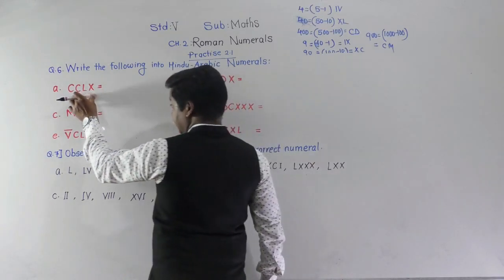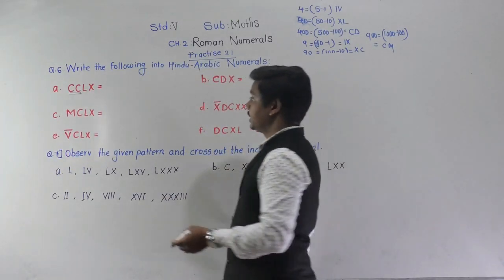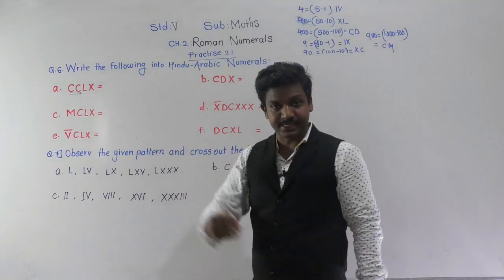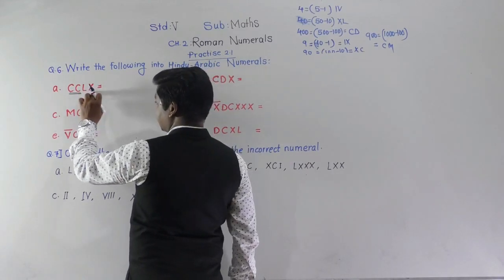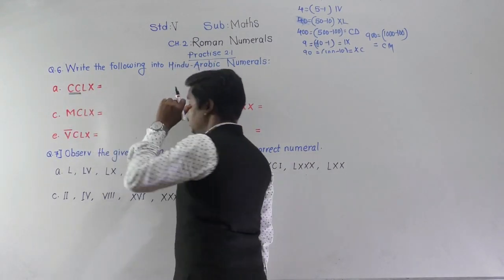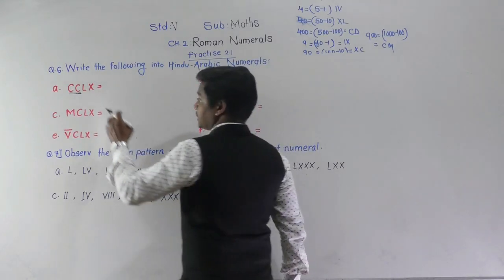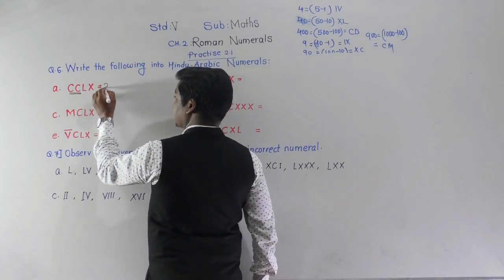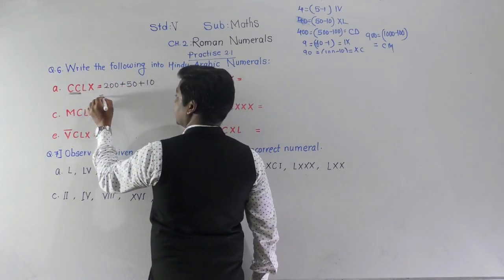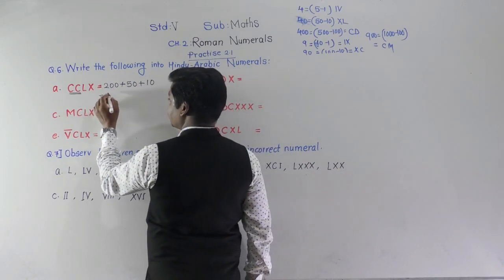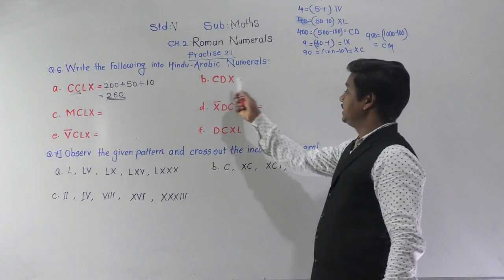CCLX. Now if you see here, there is repetition of a symbol, that means the value will get added. Again, the remaining two symbols are also in descending order, C is greater than L and L is greater than X. That means when a smaller symbol appears after the greater symbol, their values get added. So C, C means 100 plus 100, 200, plus L means 50, plus X means 10. That is 200 plus 50 plus 10, 50 plus 10, 60, and 200, 260. Understood?